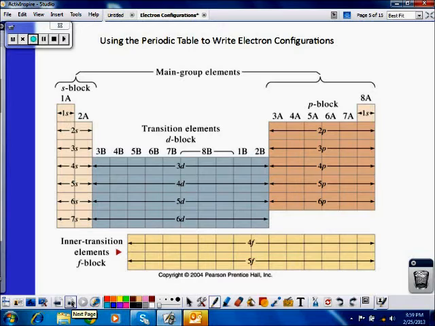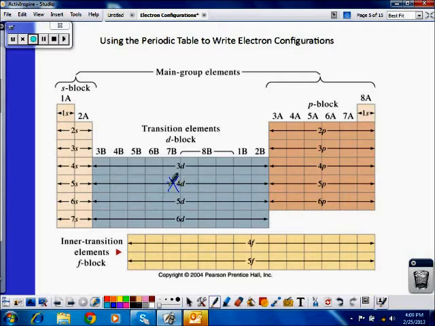So the easiest thing to do is to use the periodic table to figure out what the electron configuration is. Remember, s block, p block, d block, f block. So if I have this element right here, which is 1, 2, 3, 4, 5. So we have this element right here. Can't really read it off the periodic table right now.